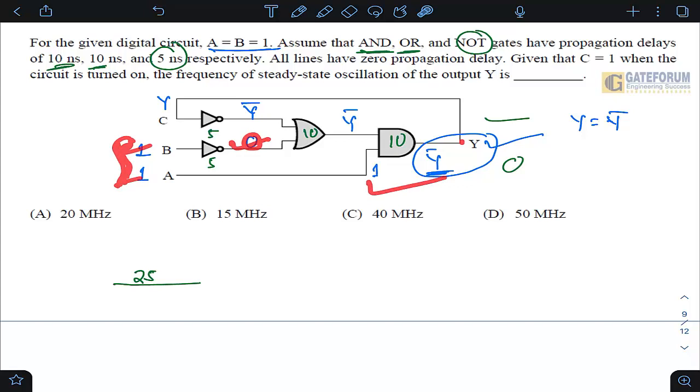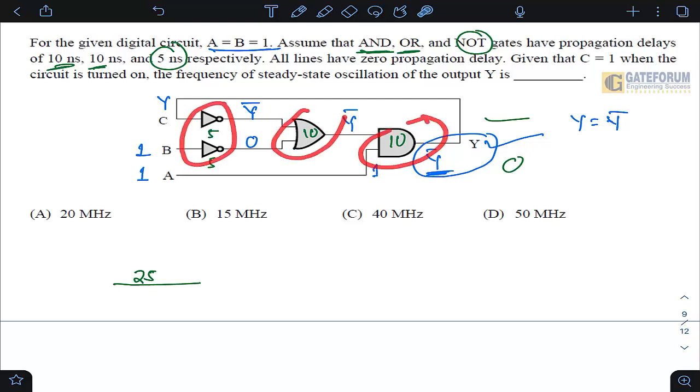So whatever changes are happening, that is being reflected in this path only. So this path delay we are considering 5, 10, 10. Okay. Now don't add that 10, 10, 10, not like that. Okay, because this is fixed.